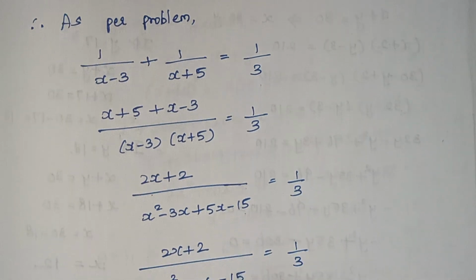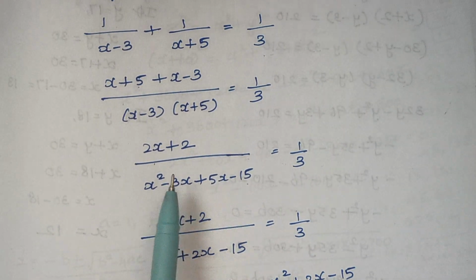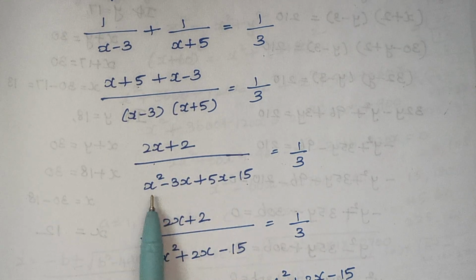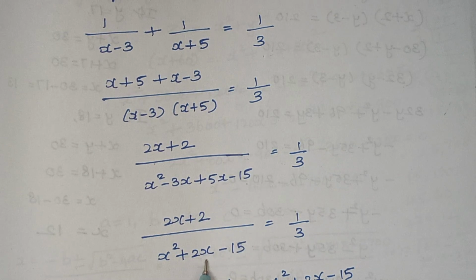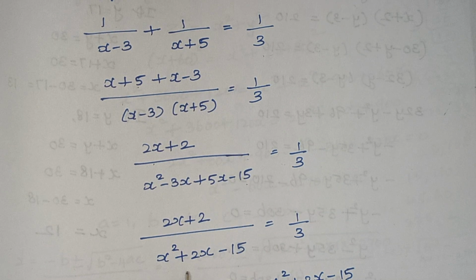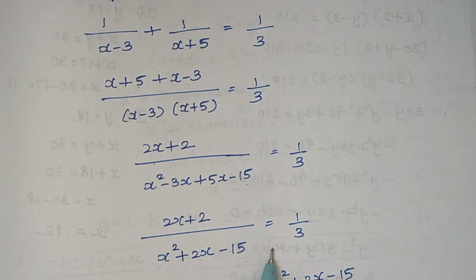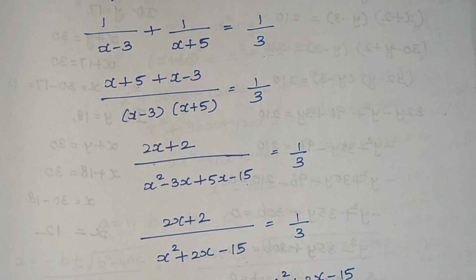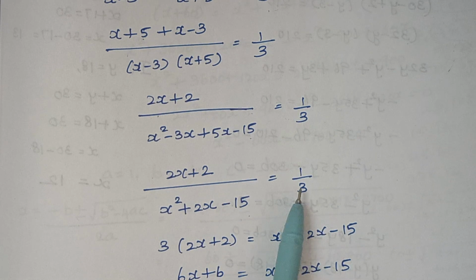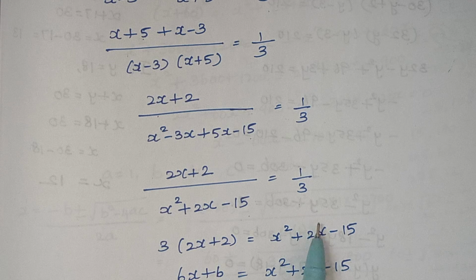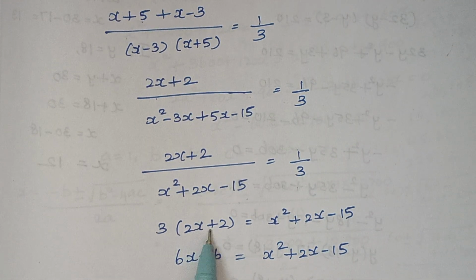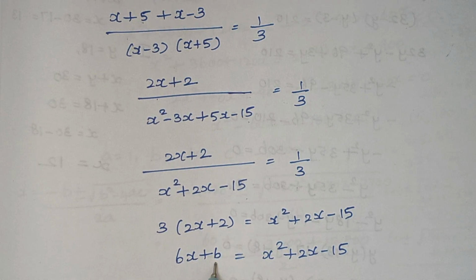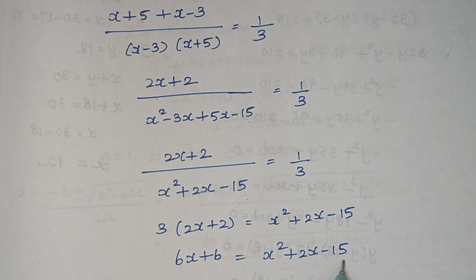Again when you simplify, 2x plus 2 the whole divided by x square, 5x minus 3x gives you plus 2x, minus 15. So x square plus 2x minus 15, which is equal to 1 by 3. When you cross multiply, 3 into 2x plus 2 is equal to 1 into x square plus 2x minus 15. Simplifying, 3 into 2x is 6x, and 3 into 2 is 6, and here we have the same expression.